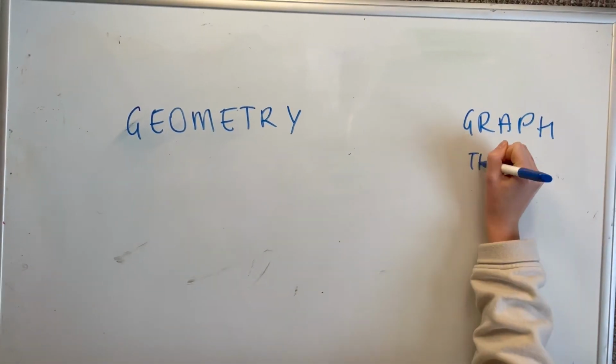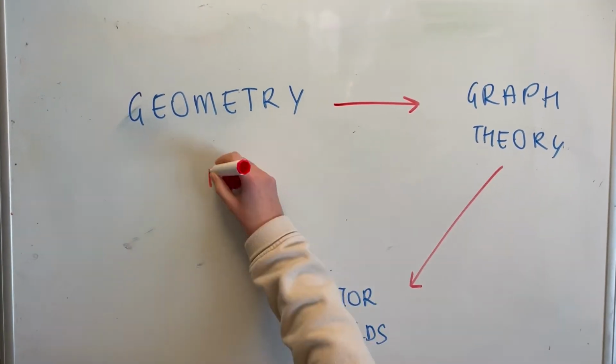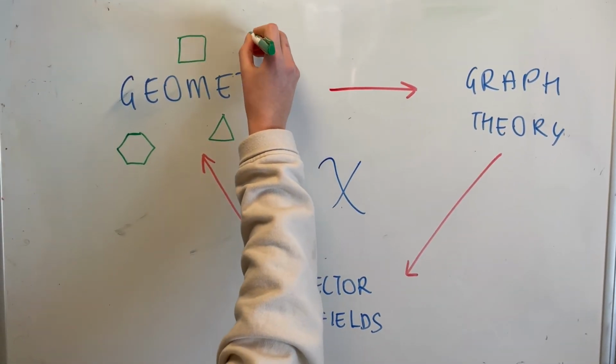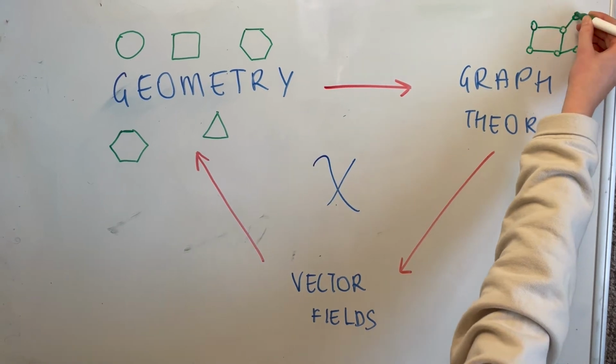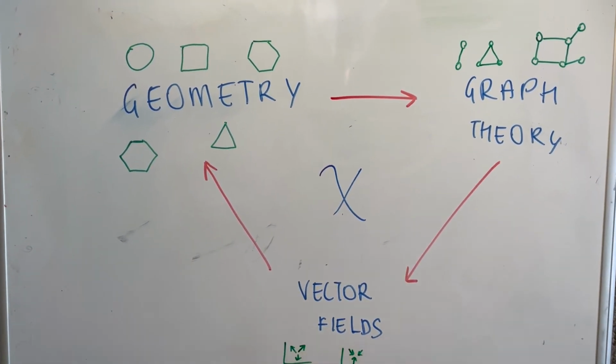Thus, topology links geometry to graph theory to vector fields through the central unifying concept of Euler's characteristic. In this way, topology draws connections between diverse fields of maths.